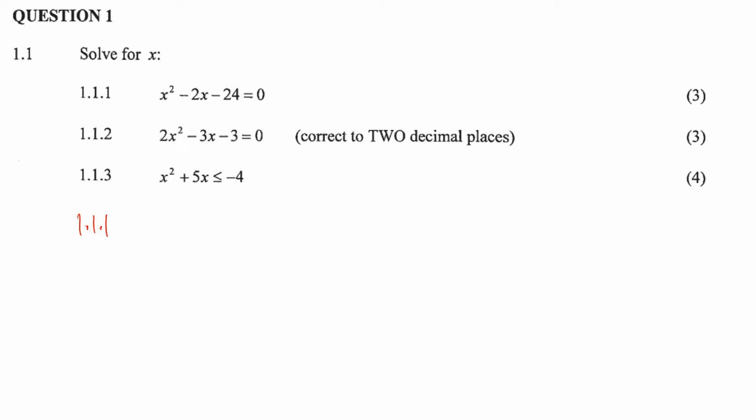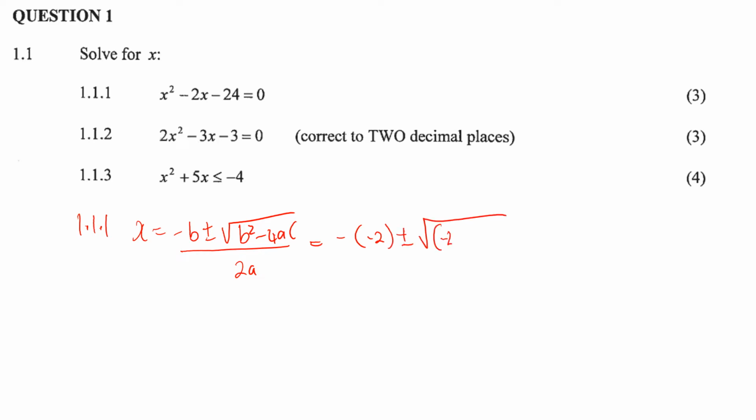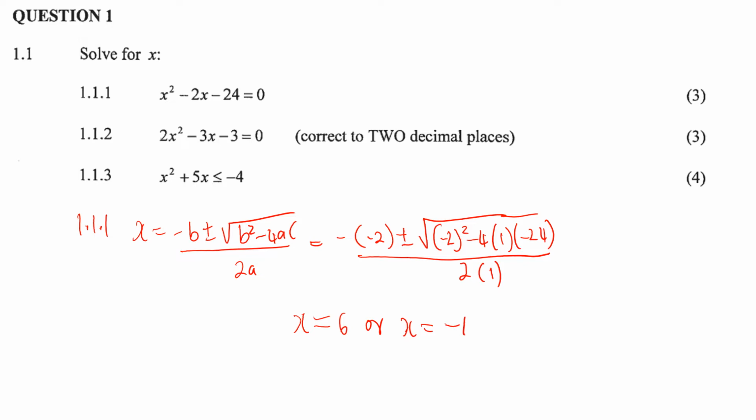Okay, so basically we can say x equals minus b plus or minus the root of b squared minus 4ac, over 2a. So it's going to be minus, what is your b? It's minus 2, plus or minus the root of, well, our b is minus 2 squared minus 4, our a is 1, and our c is minus 24, over 2 into a, which is 1. Then when we punch the calculator, x is going to be equal to 6, or x is going to be equal to negative 4. All right, x will be minus 4.